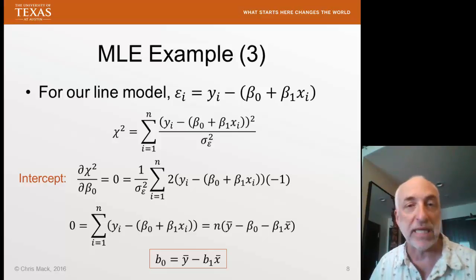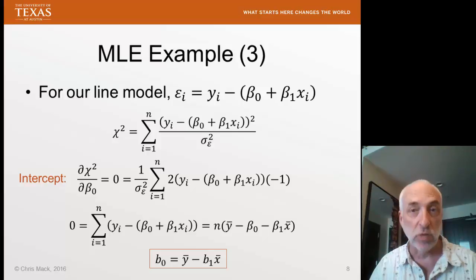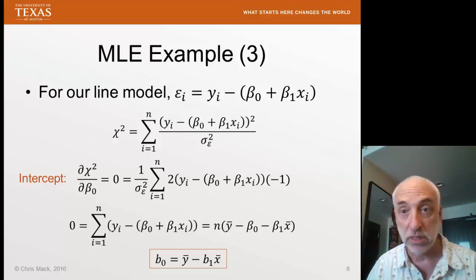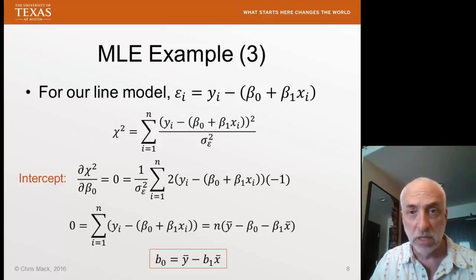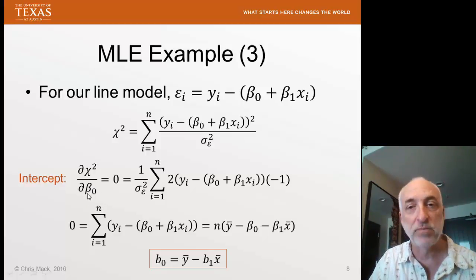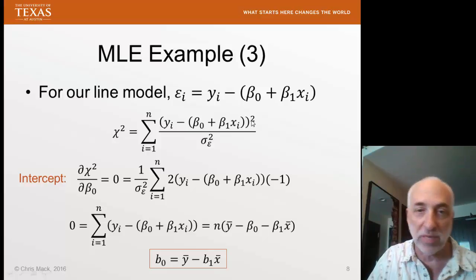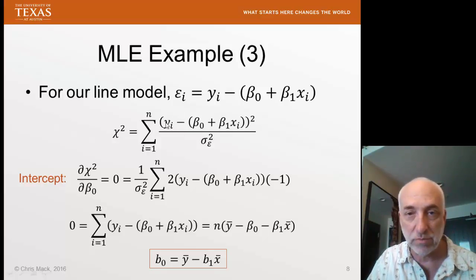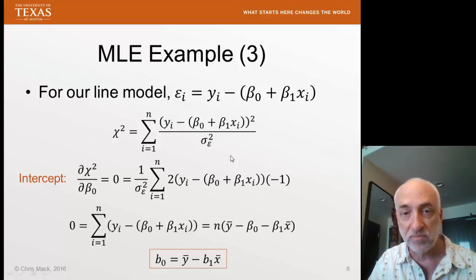Well, we can do that very simply. The algebra is pretty simple for the case of a straight line model. The residual is the data point minus a linear model, the straight line model. Plug that residual into my chi-square formula right here and take the derivative. Let's take the derivative first with respect to the intercept. So I take the derivative, I multiply by 2, multiply by what's there already, and take the derivative of what's inside. With respect to beta 0, it's just minus 1. And then there's my equation.